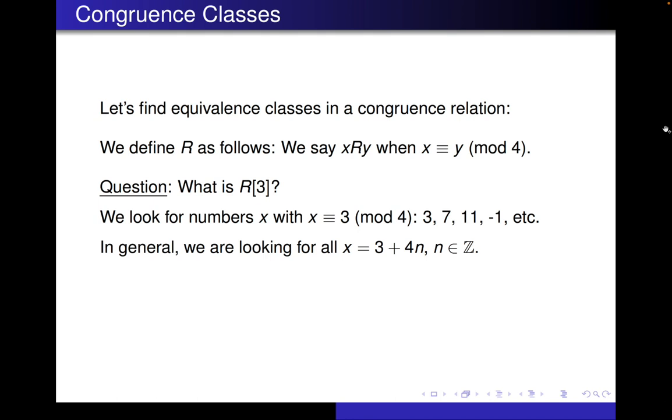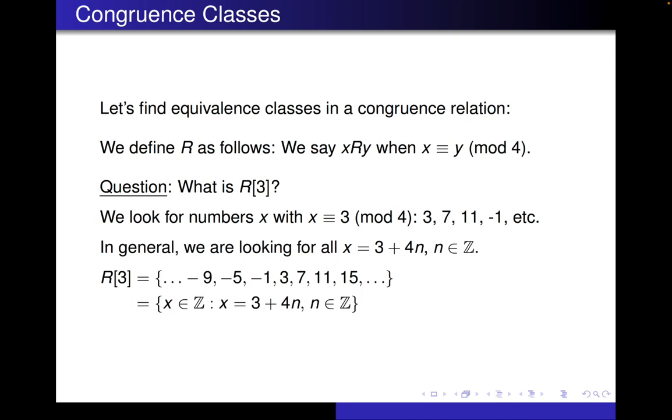So in general, we're looking for all the numbers of the form x equals 3 plus 4n, where n is an integer. And if we want to put those in a list form, we have dots going off to either side, but we just start with negative 9, negative 5, negative 1, 3, 7, 11, 15, and keep adding multiples of 4 on either side to get all the numbers in that family. Another way we can write it, in set builder form, is all x in the integers such that x is equal to 3 plus 4n, where n is an integer.